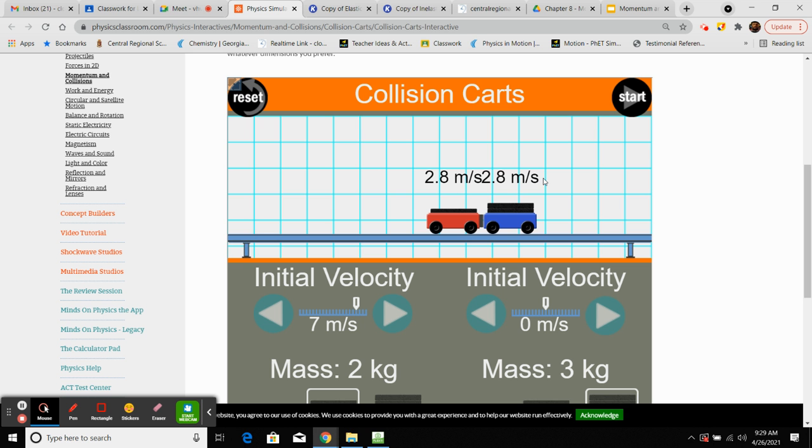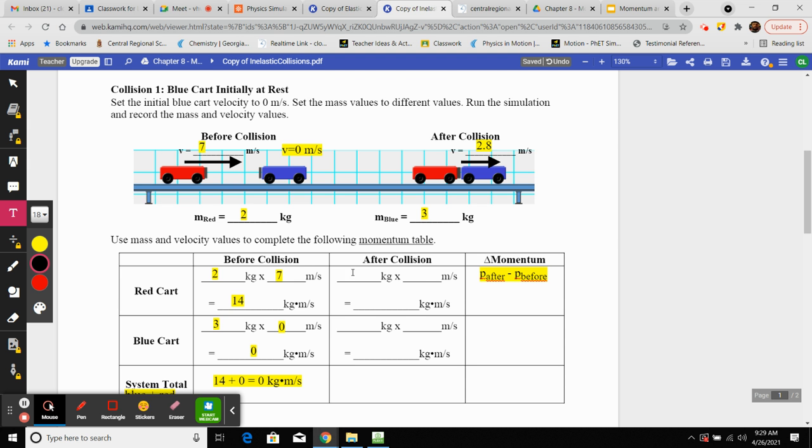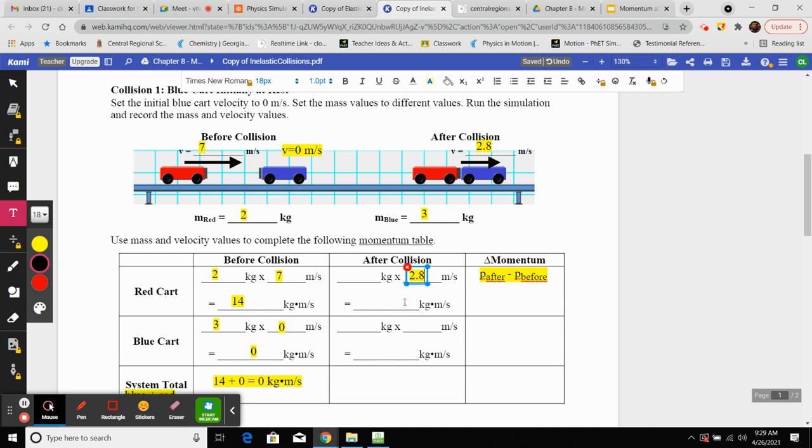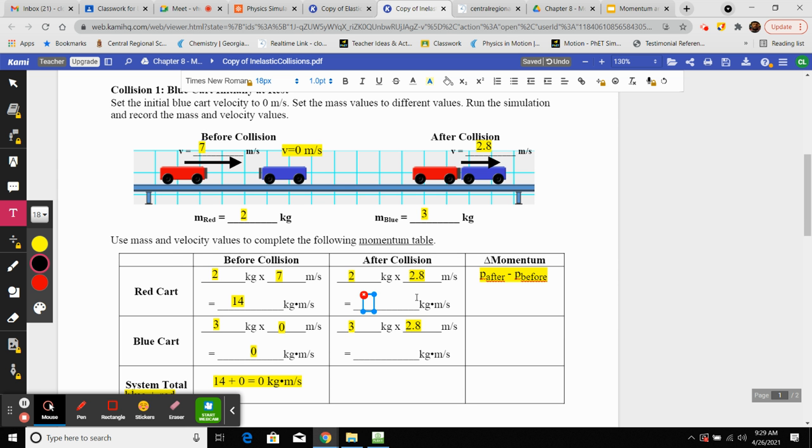Okay, so see how they're both moving at 2.8? Well, yeah, that makes sense because they're stuck together. So they're both going to have the same new velocity. They're both going to have 2.8 here. The masses didn't change, so this is 2. This one was 3. And now we can multiply out. 2 times 2.8 comes out to be 5.6. And then 3 times 2.8 should become 8.4. And they're both positive because they're both going in the same direction here.